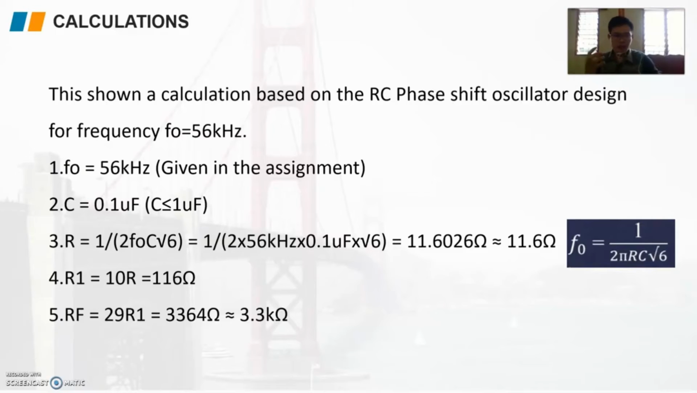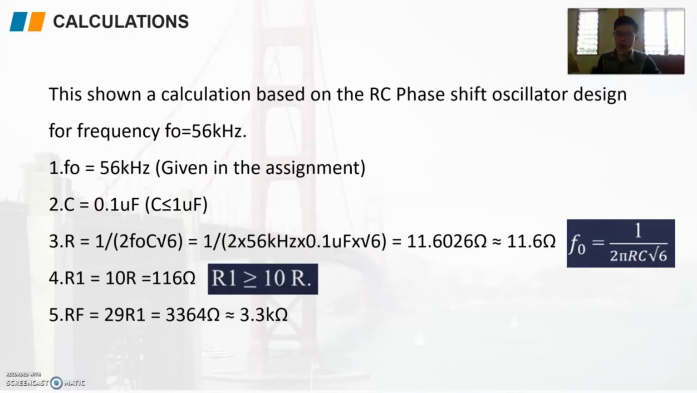And the next one is calculate the value of R1. So here R1 is greater than or equal to 10R. This is the condition, so R1 equals 10R. So put the value of resistor R, that is 11.6 ohm, and then calculate R1. So here R1 will be equal to 160 ohm. And the last one is calculate the value of RF. So in case of RC phase shift oscillator, RF is always equal to 29R1.